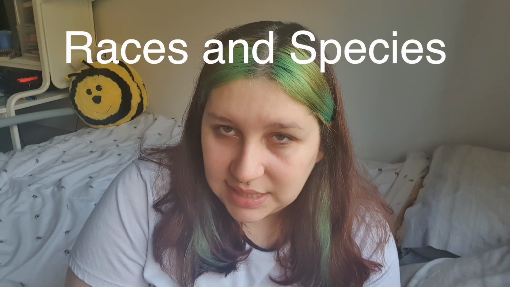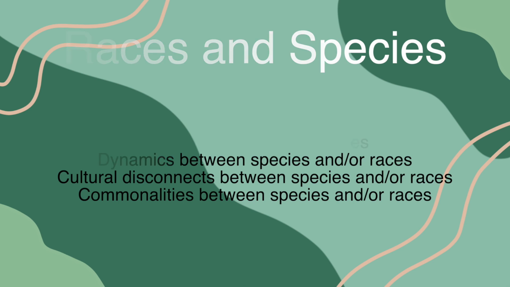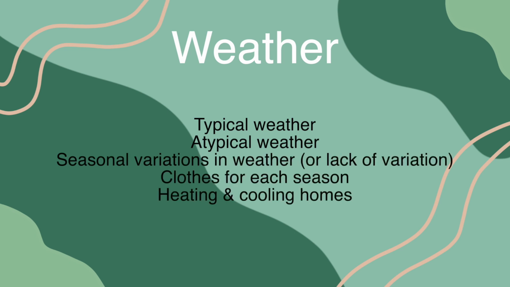Races and species is the next topic: primary and major races and/or species, minority races and/or species, dynamics between species and/or races, cultural disconnects between species and/or races, commonalities between species and/or races. Then we have the weather: typical weather, atypical weather, seasonal variations in weather or lack of variation, clothes for each season, heating and cooling homes.